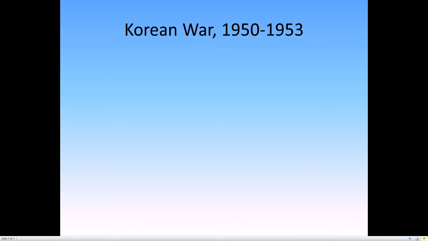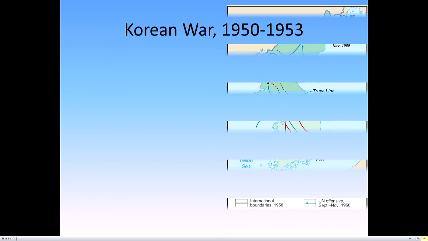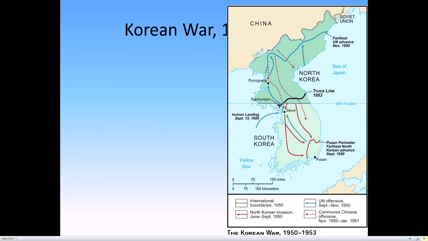The most famous manifestation of this NSC 68 document and the new direction of foreign policy following 1949 is going to be what happens in Korea. Okay, so Korea, many of you know, is a peninsula that comes off of Manchuria, the northeastern province of China. It's right across from Japan. There's Japan over there, and there's Manchuria up there, and there's the Korean peninsula there.